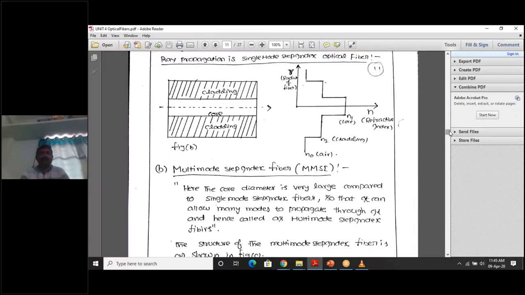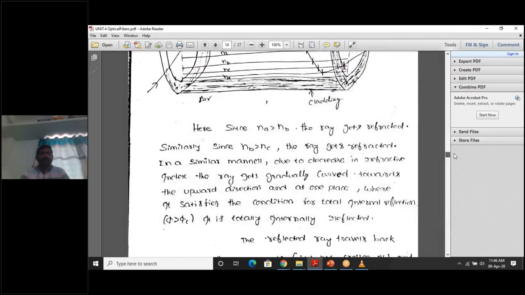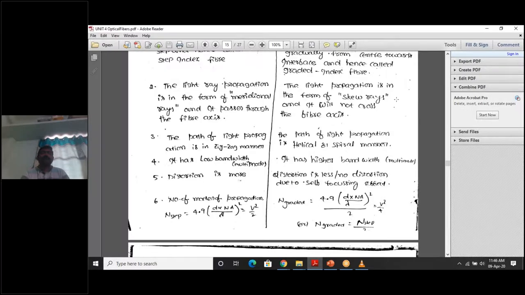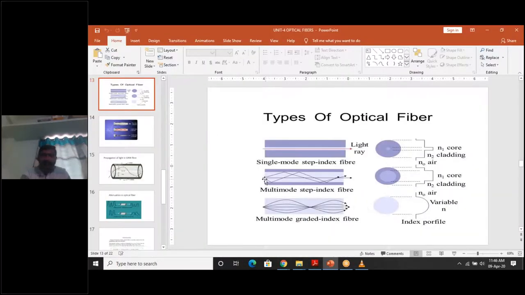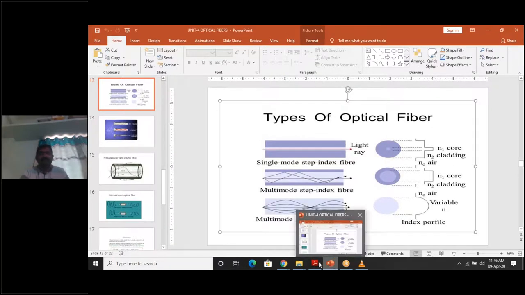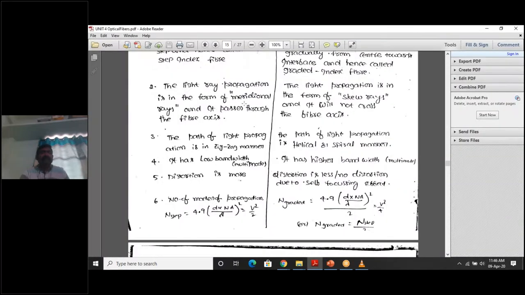As the light rays move far away from the axis, they are called skew rays. In step index optical fiber, the light rays continuously cross the axis, so they travel very near to the axis. What are these called? Meridional rays. In this graded index optical fiber, the light rays do not cross the axis. That's why they are called skew rays.